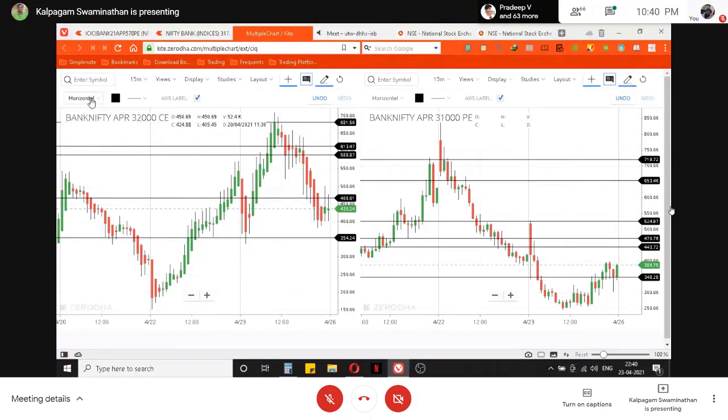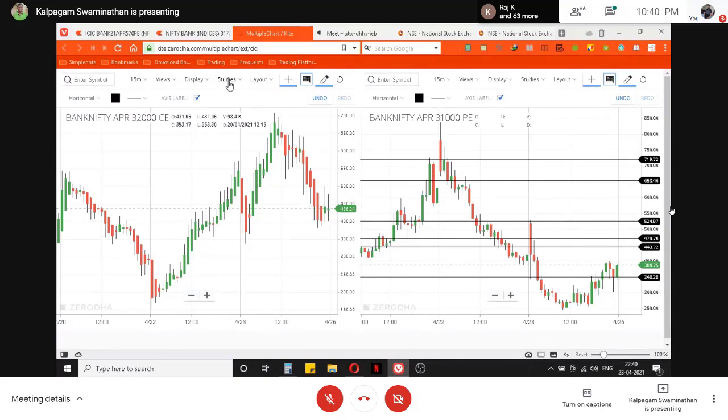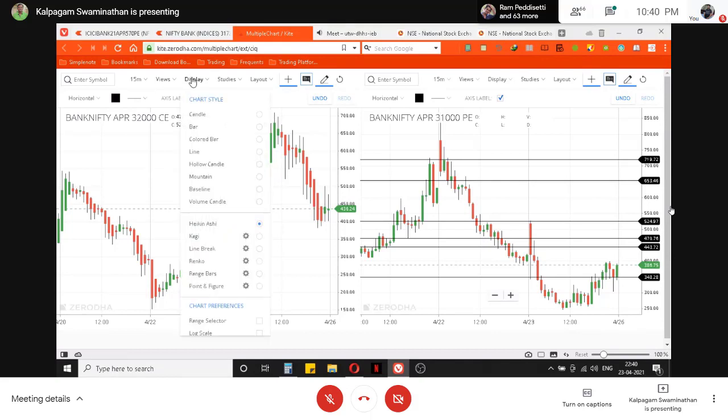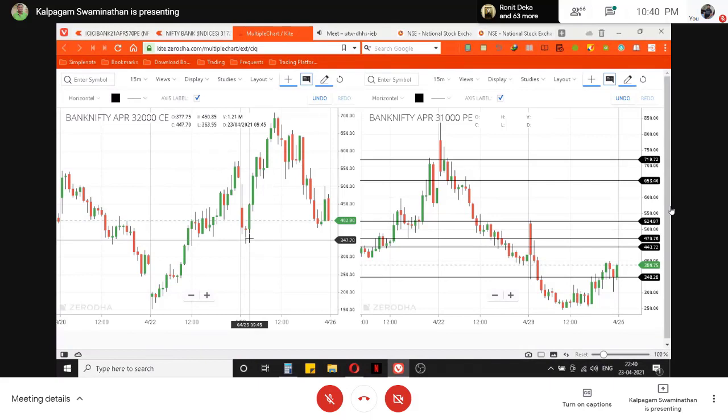Just for my confirmation, in today's 32,000 CE, the fourth candle is a signal, right? Because the third red candle high was broken by the fourth candle. That is where your entry order got triggered. Correct, sir. In that case, in the normal candle, our entry will be on the fourth candle, right? No, it will be on the break of the third candle high.